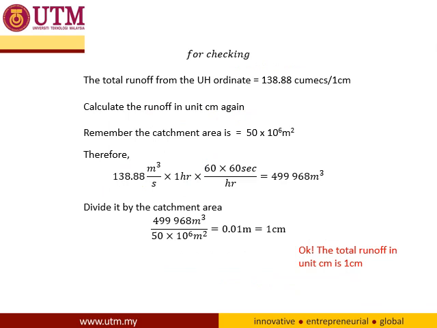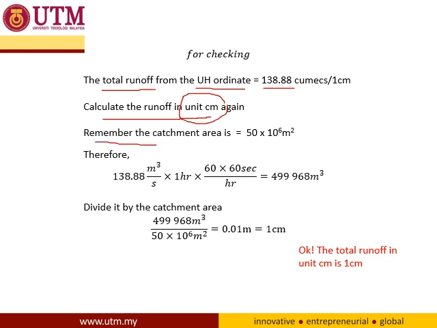Okay, let's say you want to check whether your unit hydrograph is correct or not. So again, from the unit hydrograph ordinates, you can sum up all the runoff, and then you get 138.88. And then what you do is calculate the runoff in unit cm. So how do you do that?